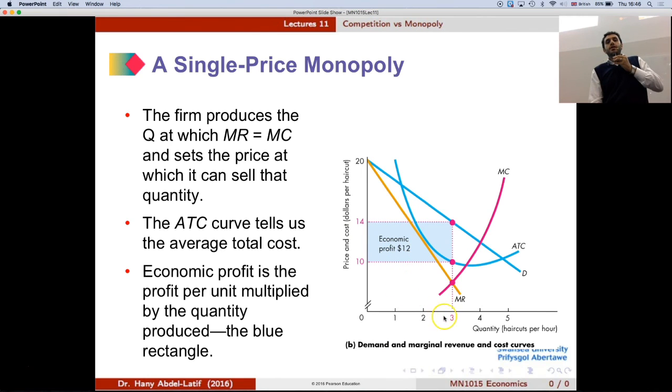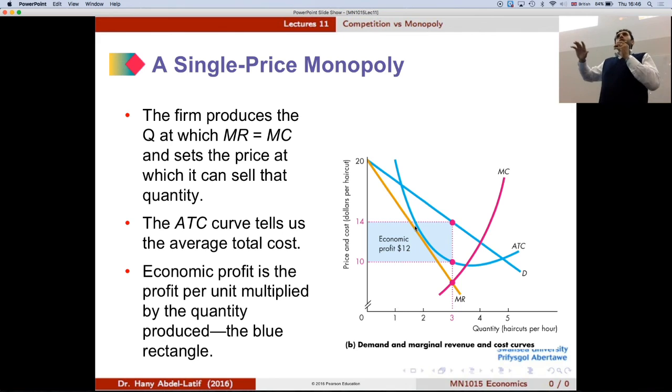Or you could say this is 3 times 10, that is the cost, and 3 times 14, that is the total revenue. So the total revenue minus the total cost will give you the economic profit. So anyway, the question is: is this going to be the case in the long run?